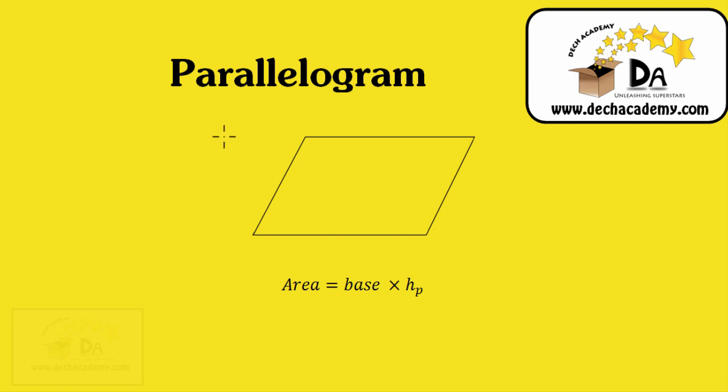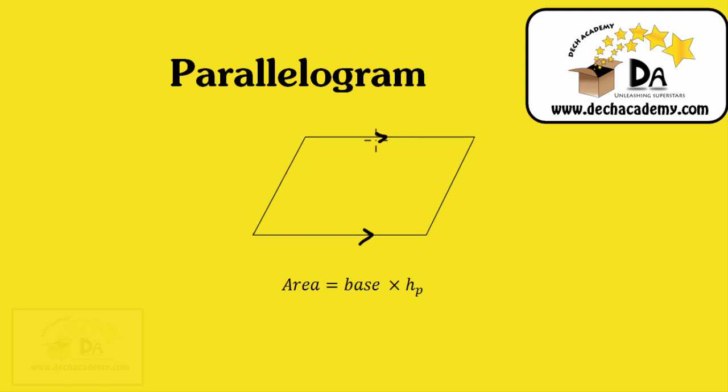Now we're going to look at how to determine the area of a parallelogram. As you already know, a parallelogram is a plane shape which has two pairs of parallel sides. As you can see, two pairs of parallel sides that are opposite to each other. So in a parallelogram, you have two pairs of parallel sides.